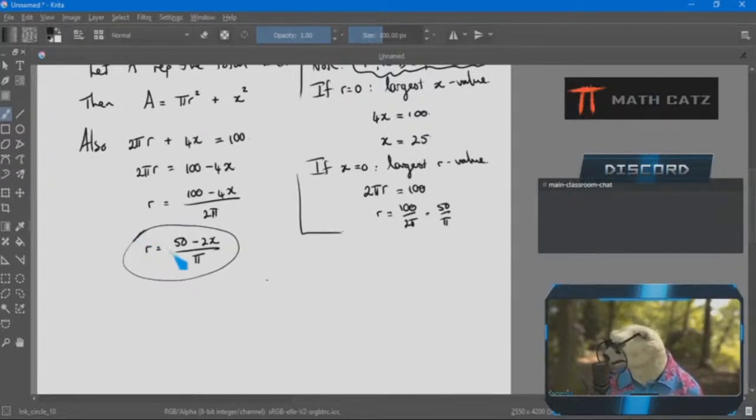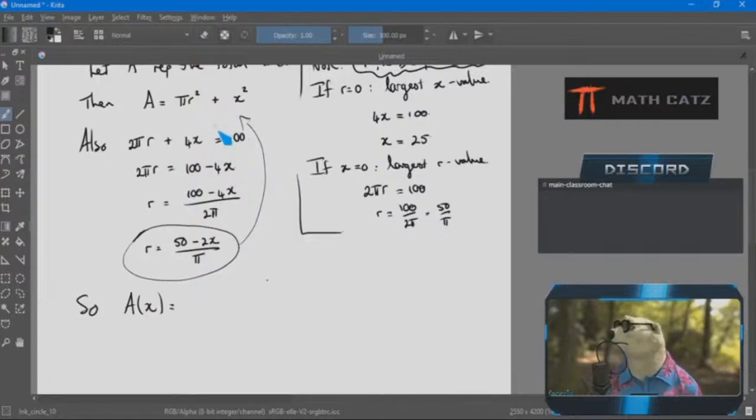And now you can look at the function by putting this equivalent expression for r, but in terms of x, into the function. So now I have a function that just depends on x. Of course, I could have solved for x, then I would have a function depending on r.